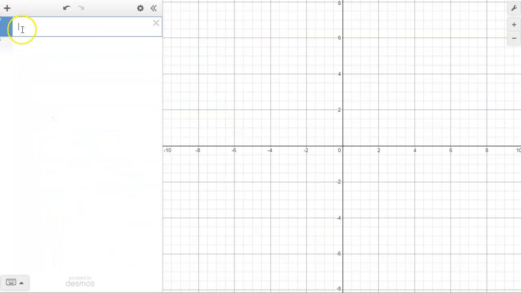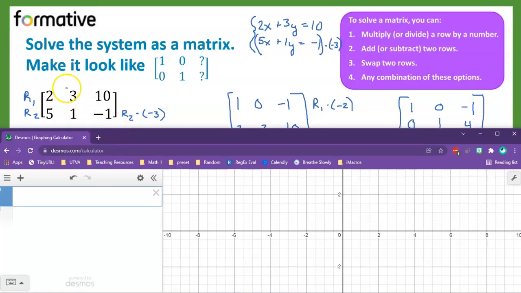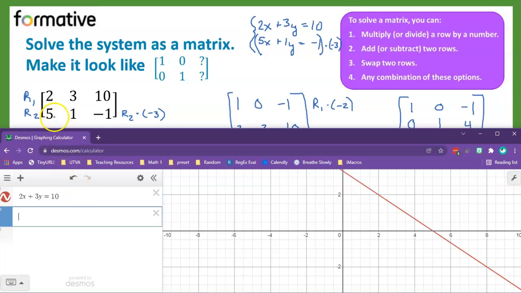So here we are in Desmos, and I'm just going to type in those equations. Actually, I can lower this and you can see those equations right there. 2x plus 3y equals 10, and then 5x plus 1y equals -1.